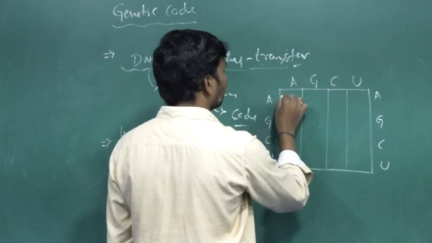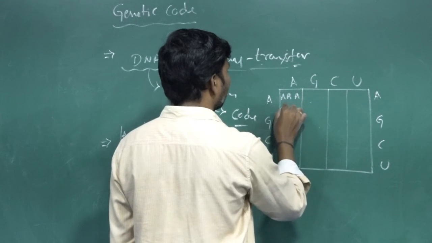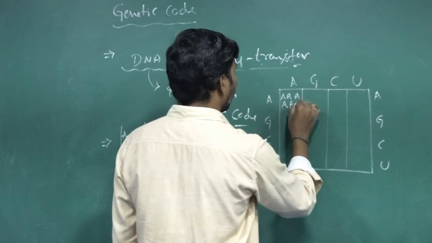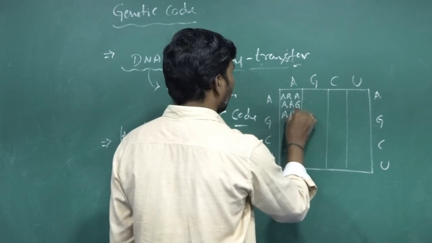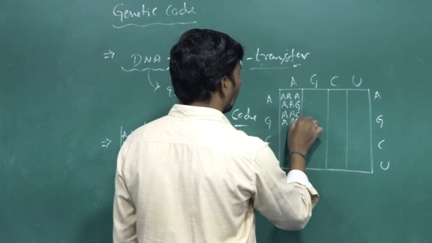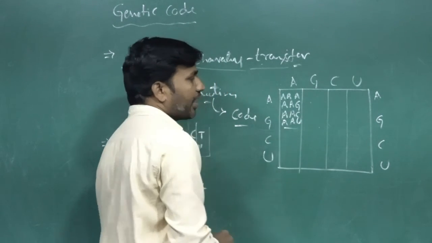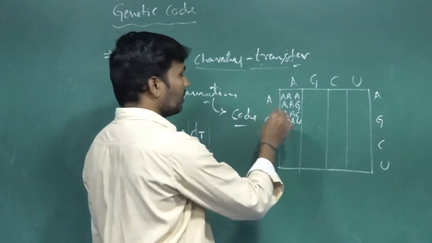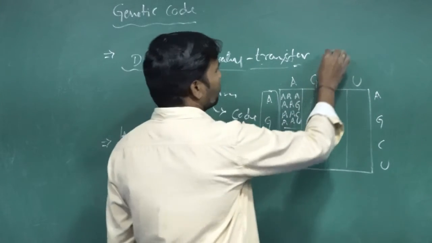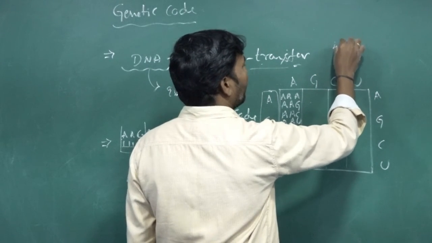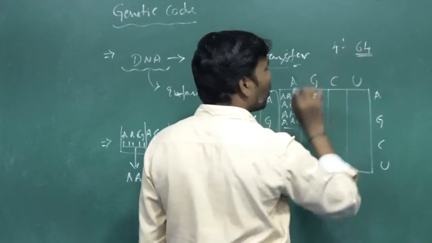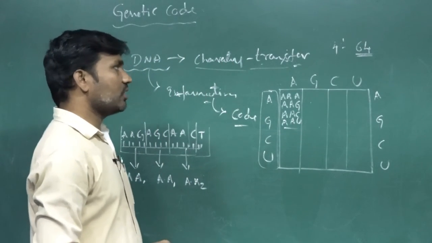So we take AAG, and AAC, and AAU, like this. We write all the possible combinations of these 4 nitrogen base nucleotides as triplets. So 4 times 4 times 4 forms a total of 64 codes here.